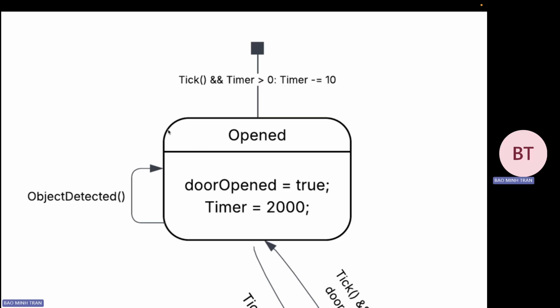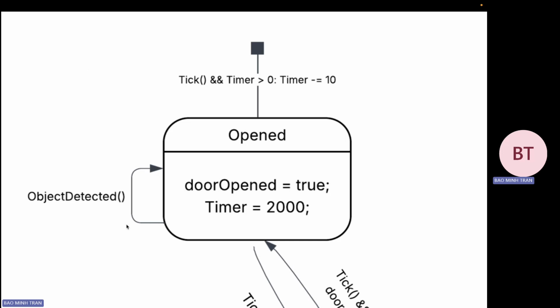The answer is of course to reset the clock, because you can see from reality that there's a long row of people going through an automatic door. There's no way that in the middle of the row the door will close and then open again. Otherwise the door will be broken by the people anyway. So that's the reason for this object detector going back into the state.